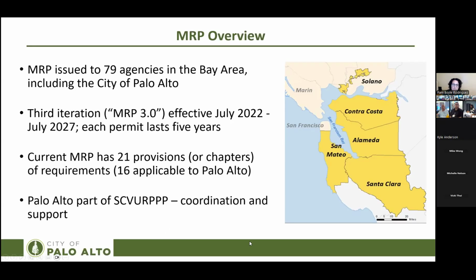We are part of this other acronym, which is, without spelling it out, basically a Santa Clara County level coordination group that the agencies that are in Santa Clara.